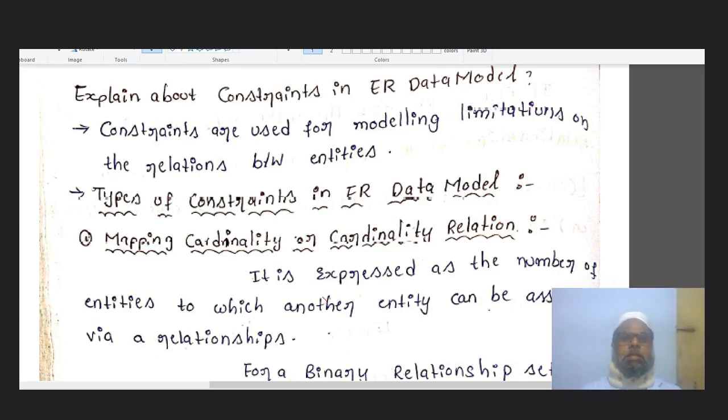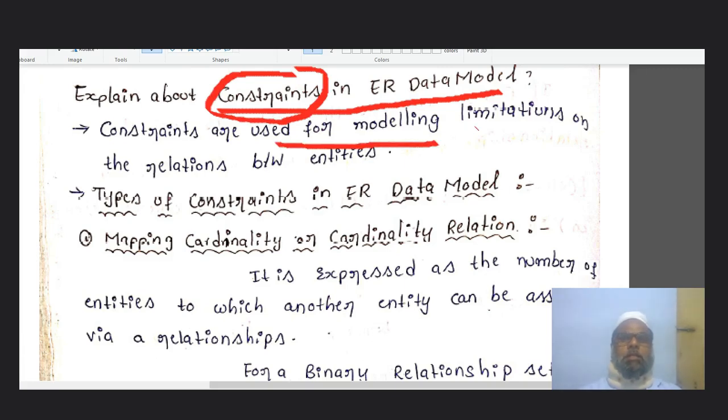Welcome to DBMS class. Today we are going to discuss constraints in the ER data model. Constraints are nothing but conditions or limitations. Constraints are used for modeling limitations on the relations between the entities, that is, the relationship between the entities.